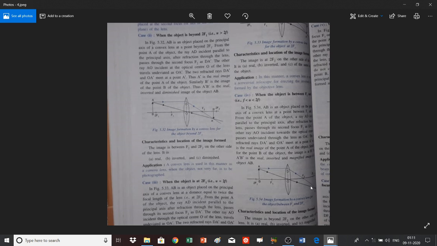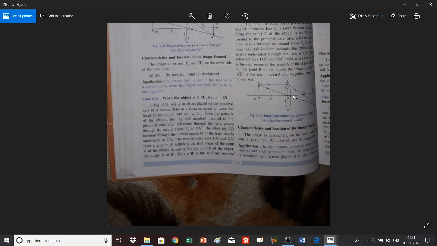So these two rays will meet at the point A prime. So the image of A is A prime, and in a similar way the image of B will be here, B prime. Just join this line. So in this case, you can easily understand that the size of the image is higher than that of the object.